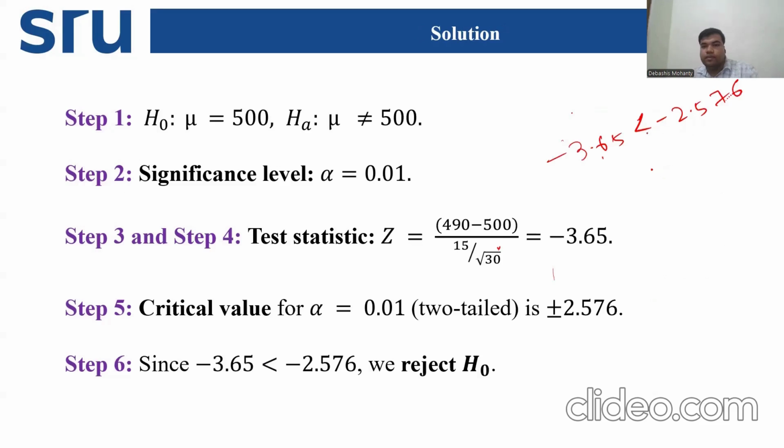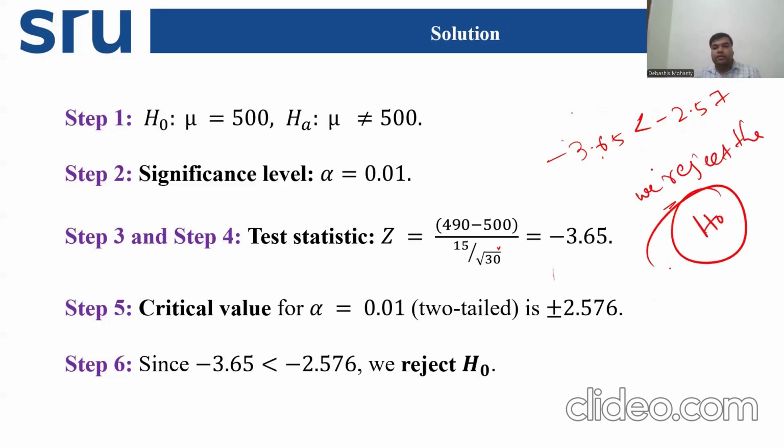So we reject the null hypothesis. Why? Because this minus 3.65 is not lying between minus 2.576 and plus 2.576. As the statistic value is not lying between the critical values, we reject the null hypothesis. If it is lying between them, we fail to reject the null hypothesis. These are the simple things.